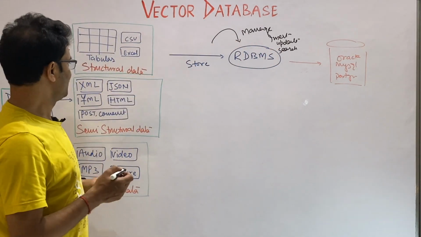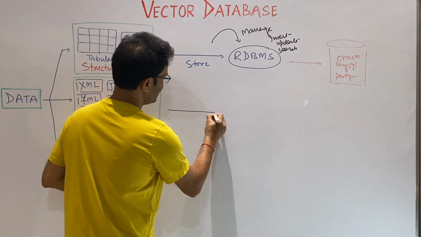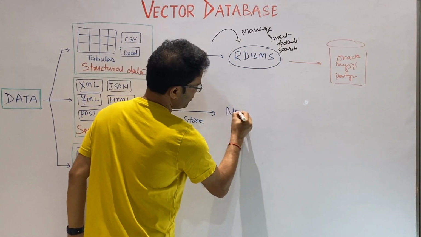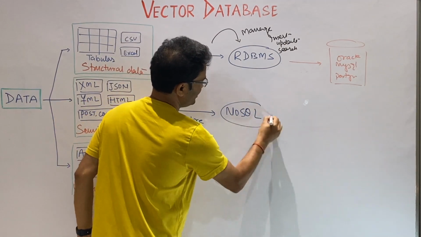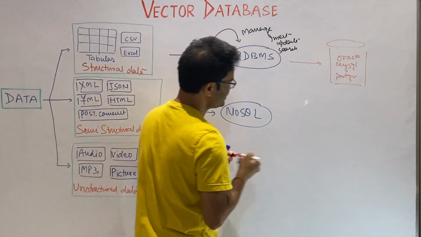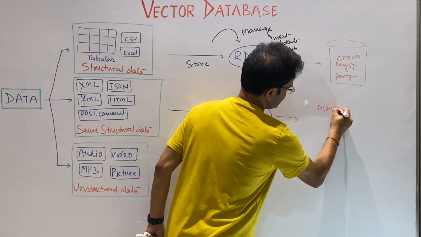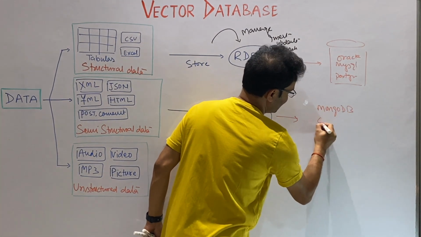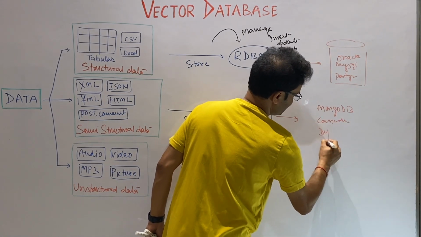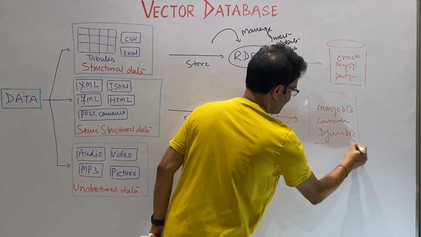Semi-structured data is stored in NoSQL databases, and we have many NoSQL databases. Some of the famous ones are MongoDB, Cassandra, and DynamoDB. There are many databases out there.